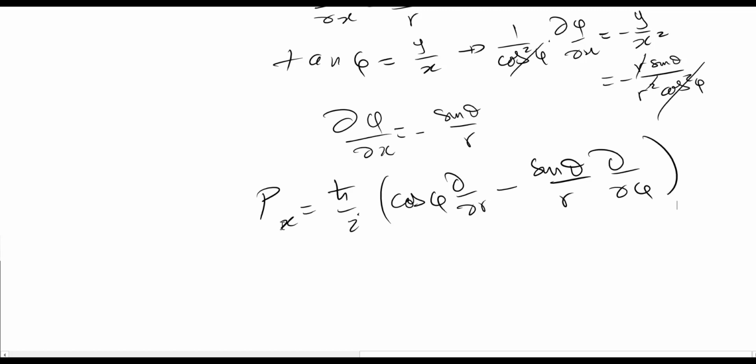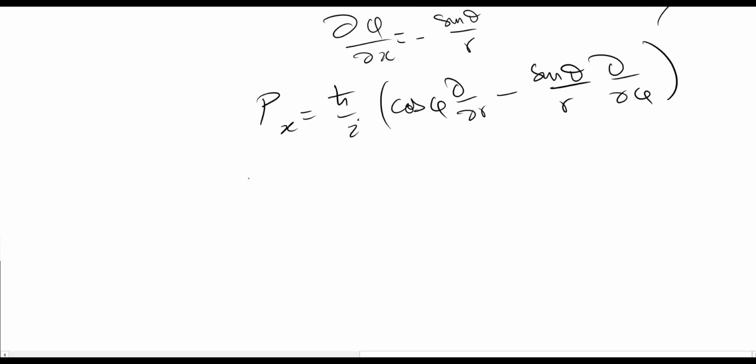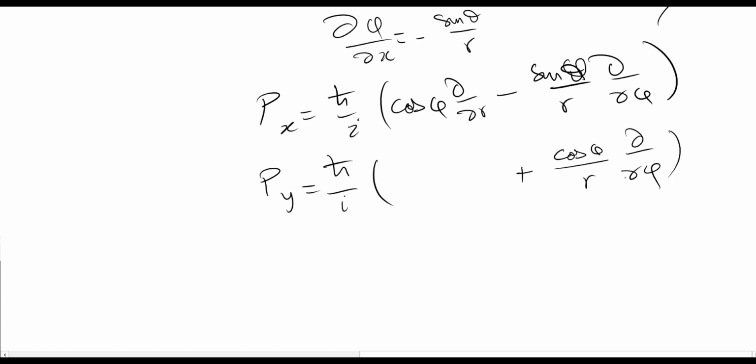And if you do the same thing for py, let me see if I can do it by symmetry without actually having to do it. So it's going to be h bar over i. First of all, there will be a plus here, not a minus. And I think it's going to be a cos phi over r times the derivative with respect to phi, and here that will be a sine of phi times the derivative with respect to r.